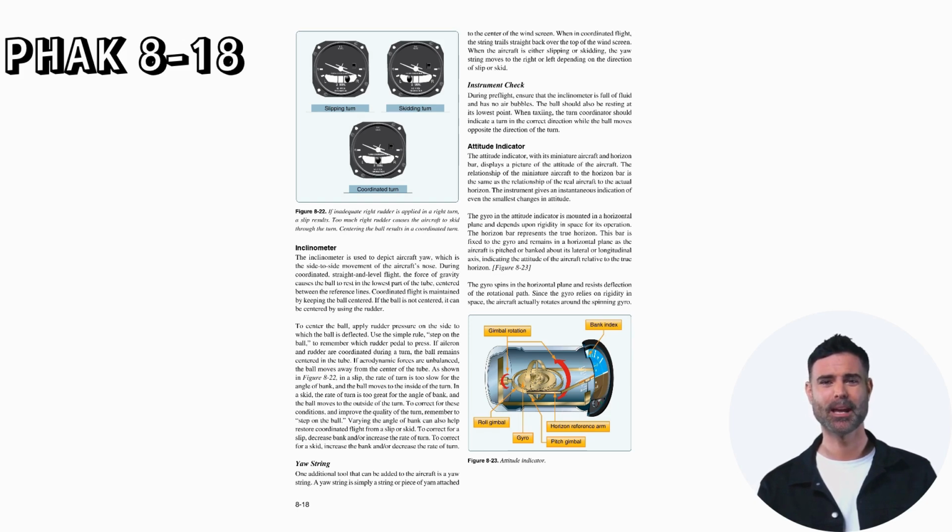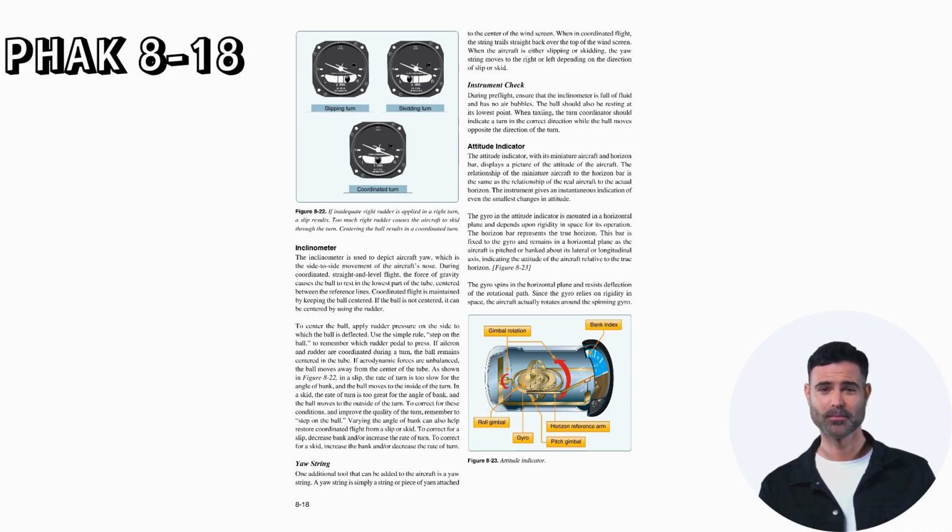Varying the angle of bank can also help restore coordinated flight from a slip or skid. To correct for a slip, decrease bank and/or increase the rate of turn. To correct for a skid, increase the bank and/or decrease the rate of turn.